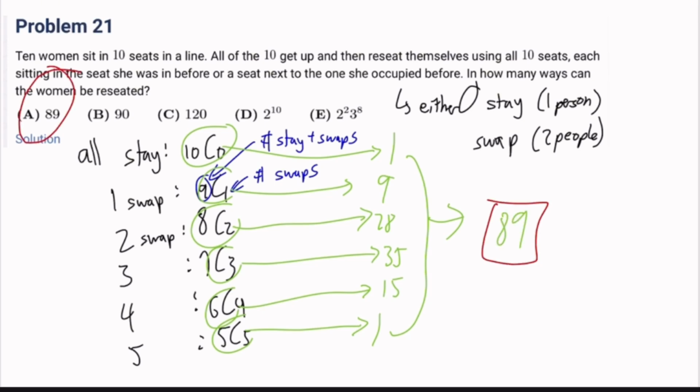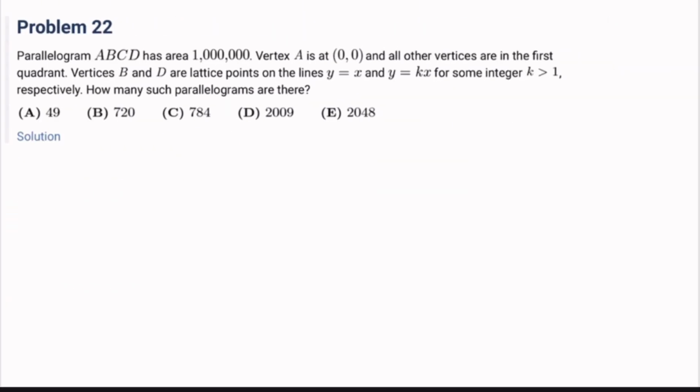Number 22. A parallelogram ABCD has an area of 1 million. Vertex A is at 0, 0, and all the other vertices are in the first quadrant. Vertices B and D are lattice points on the lines y equals x and y equals kx for some integer k greater than 1, respectively. How many such parallelograms are there? We can just draw this out, right? Even though we don't know a lot of it.